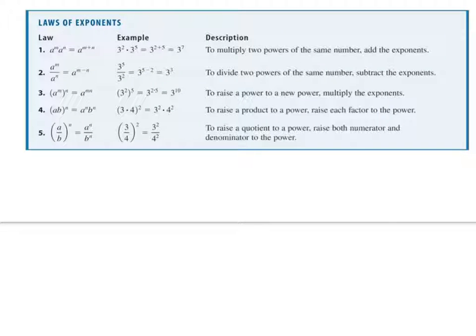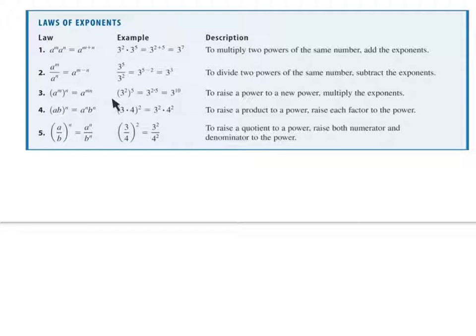Okay, so this is listing our laws of exponents. We'll look at examples of these, but when you're multiplying two exponents with the same base, you add your exponents and keep the base the same. So 3 squared times 3 to the 5th was just 3 to the 2 plus 5, or 3 to the 7th. If you're dividing with the same base, you're going to subtract those exponents. So a to the m over a to the n is a to the m minus n, or in this case 3 to the 5th over 3 squared is 3 to the 5 minus 2, or 3 cubed.